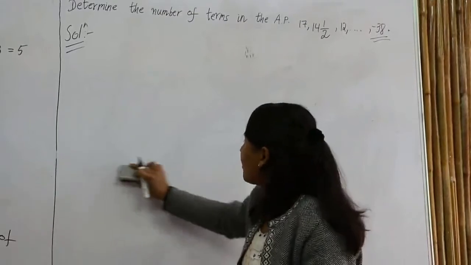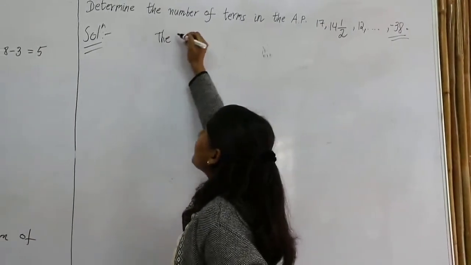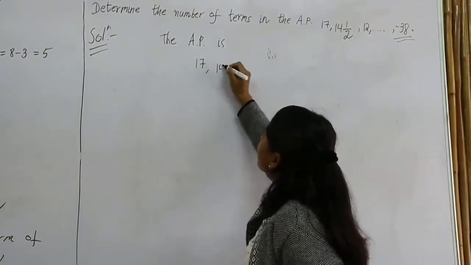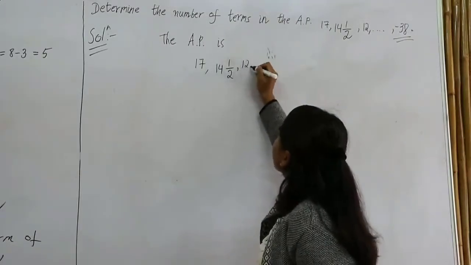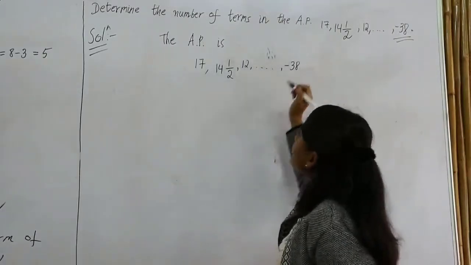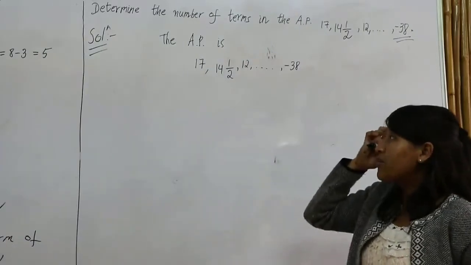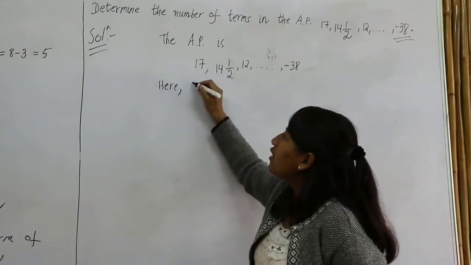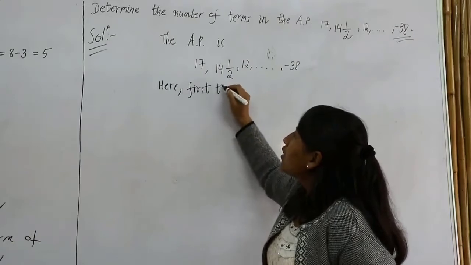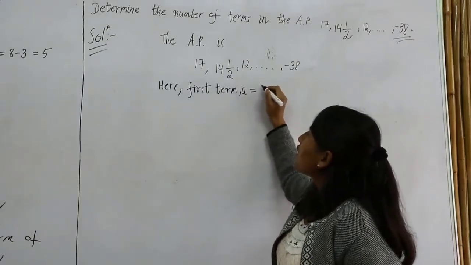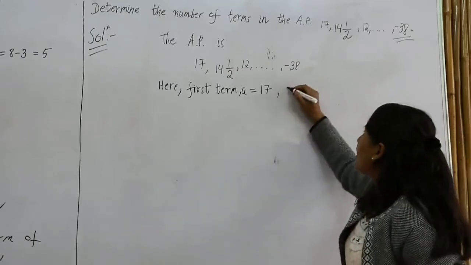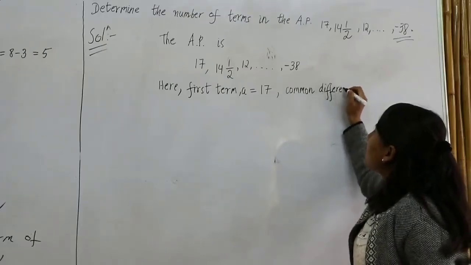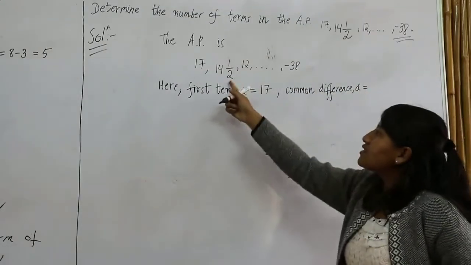So again we have to write the AP is 17, 14 and a half, 12, and then the last one is minus 38. We will provide this only when usually they ask the number of terms. Then you have to write first term A, it is 17, common difference D, it is this minus this.